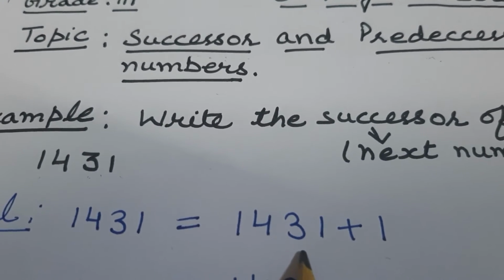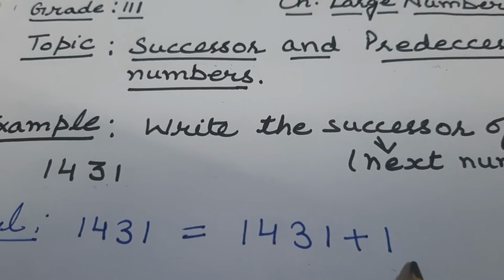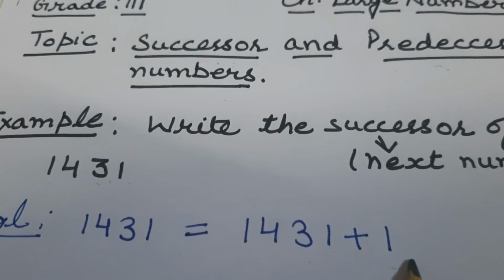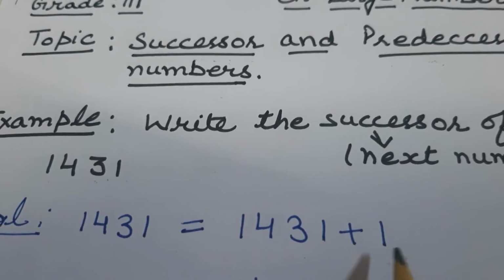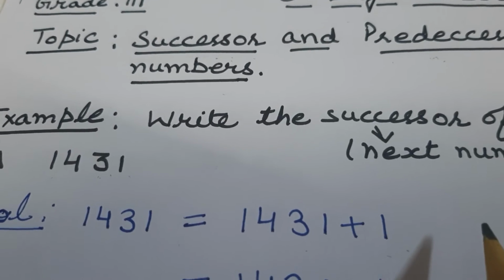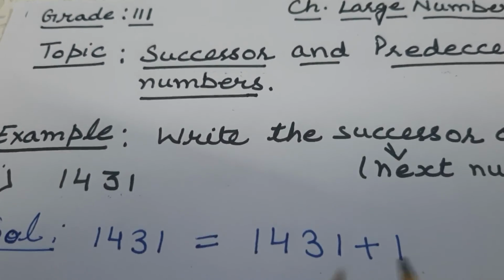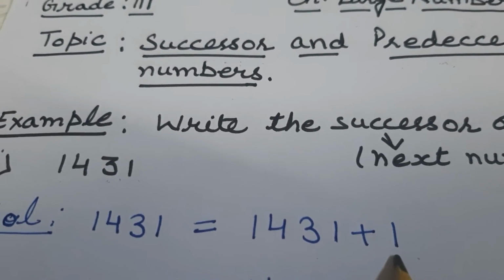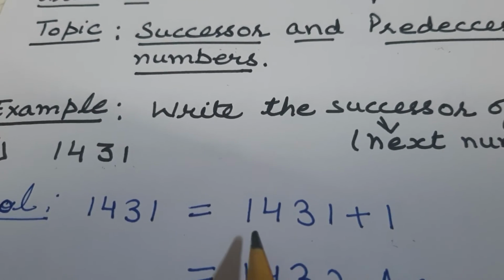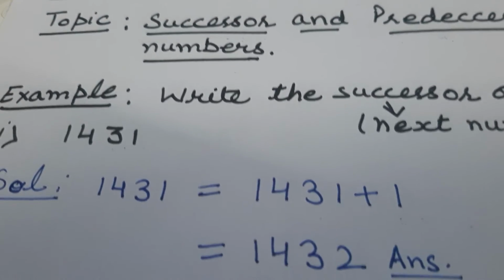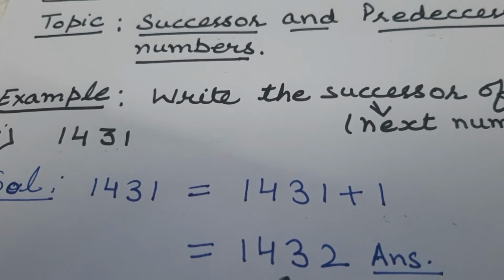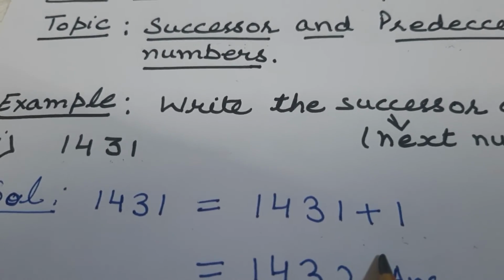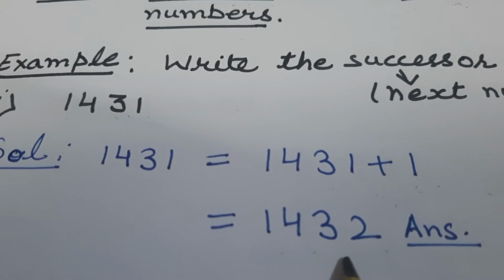If you are finding any problem, you can add 1, because you know how we get the next number. We add 1 to each number. Okay, 5 plus 1 is 6, 6 plus 1 is 7, 7 plus 1 is 8. So similarly you can add 1 here. So when we add, what do we get? 1432.